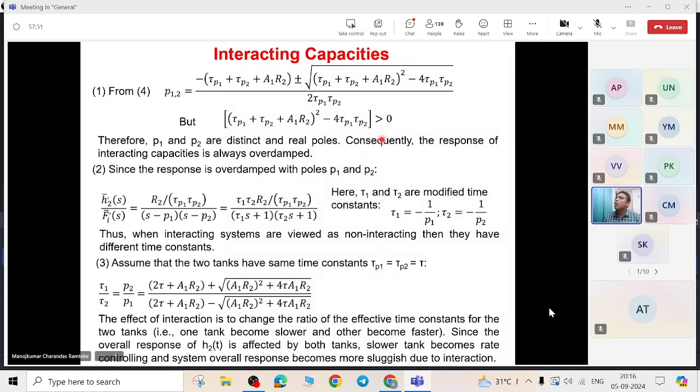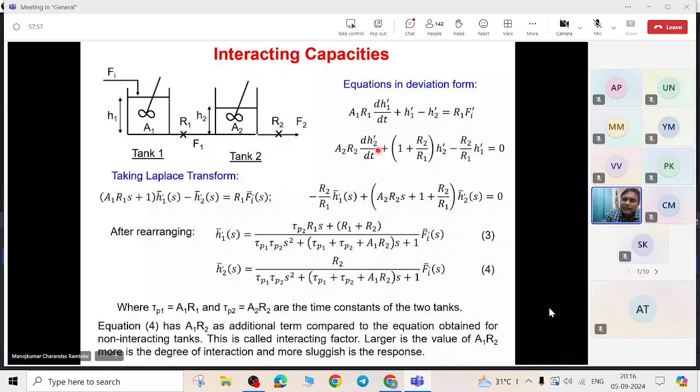And this is a commonly asked question in the interview. Whenever we have an interacting tank, which system are we going to get? Is it going to be over damped, critically damped, or under damped? The answer is whenever we have the interacting capacity, we always get an over damped system. It is not possible to get critically damped. It is not possible to get under damped. The only possibility in this case is over damped.